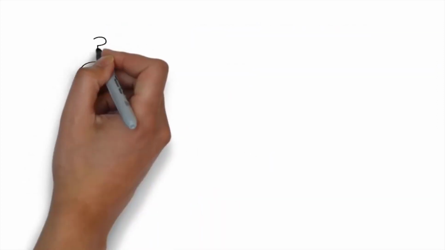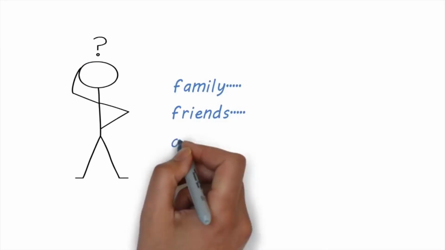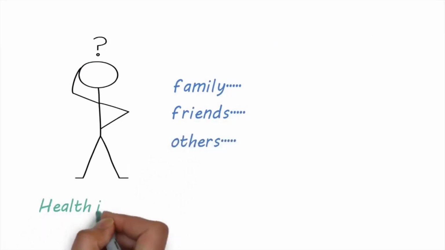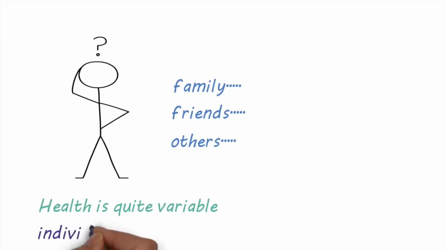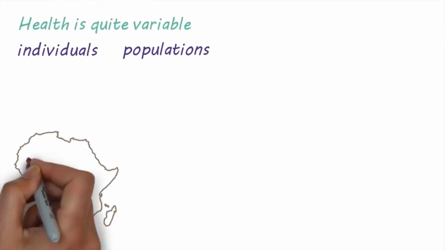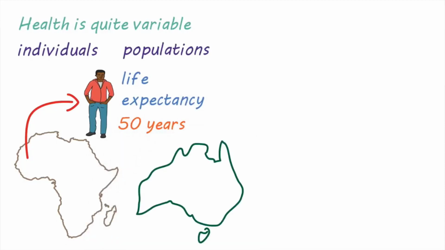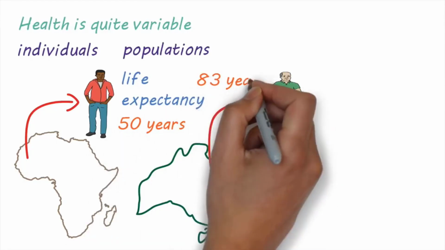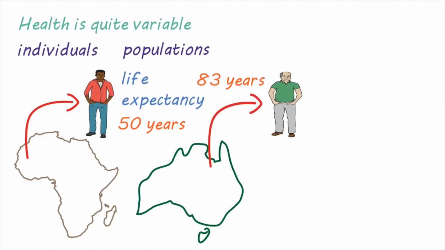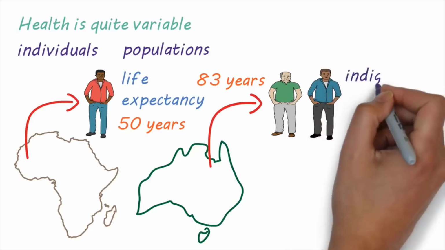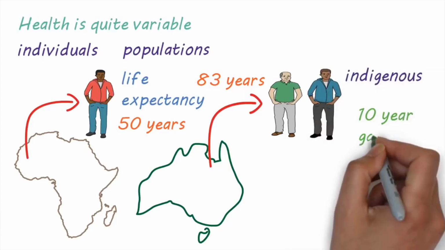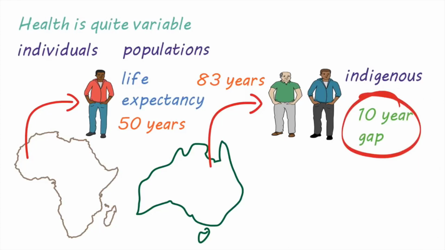Take a look around you, your family, friends, and other people around you. What's clear is that health is quite variable, not just between individuals, but also across different population groups. Let's take an example. In 2015, the life expectancy of a child born in Sierra Leone was 50 years, whereas in Australia it was 83 years, a difference of 33 years. But there are differences even within countries. For example, in Australia, the life expectancy of Indigenous people is about 10 years lower than that of non-Indigenous people.